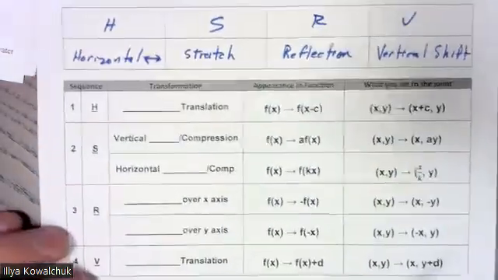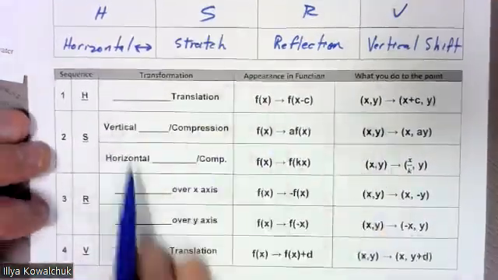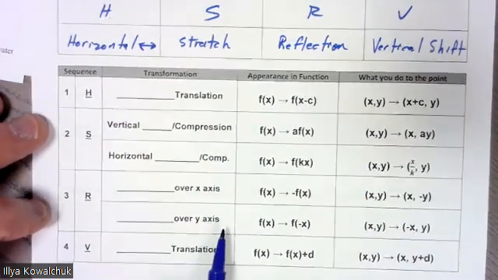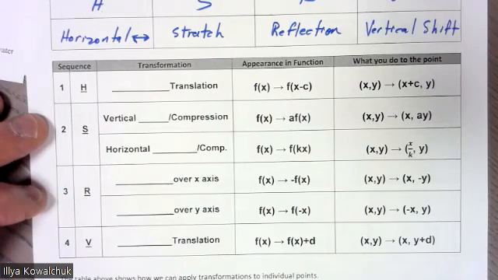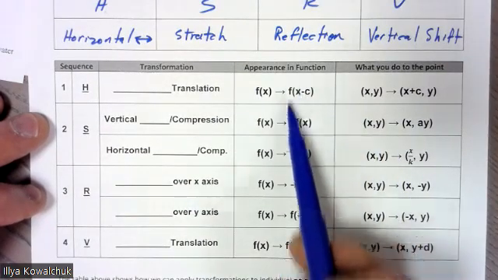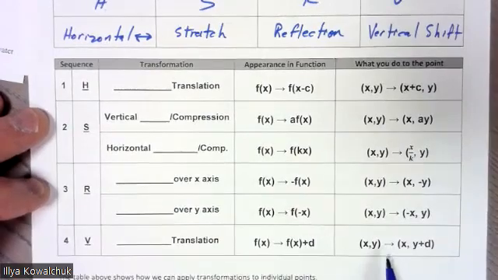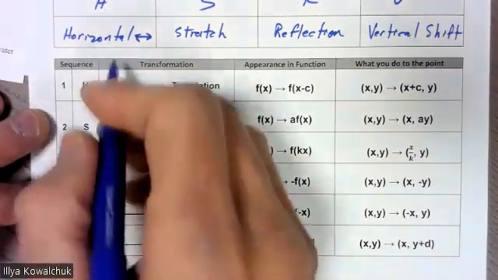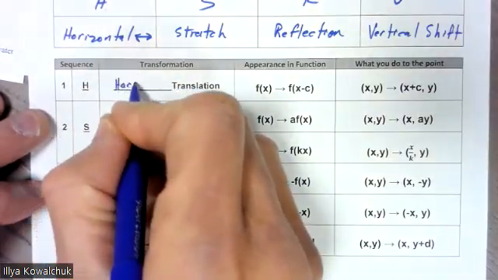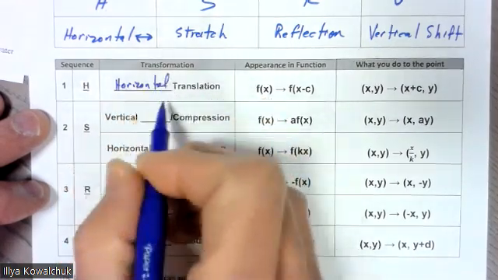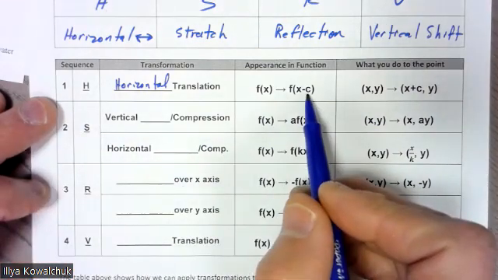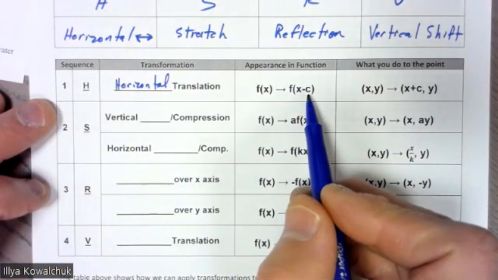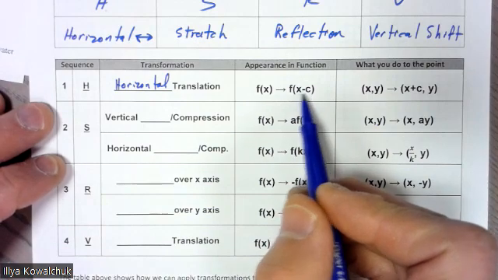Okay, so now we're going to use this table, this is going to be really helpful. Keep this in your notes for sure. So in this particular case, we're going to fill in some blanks here, and we're going to come back to the way that it appears and what you do to the point in a little bit. So H, as we said, stands for horizontal translation. That's the first thing that we're going to do. Now, notice that the translation is going to be inside of the parentheses. Anything that happens to the X coordinate or the shift is going to be inside the parentheses.